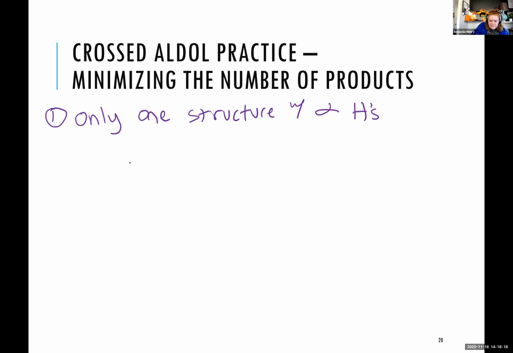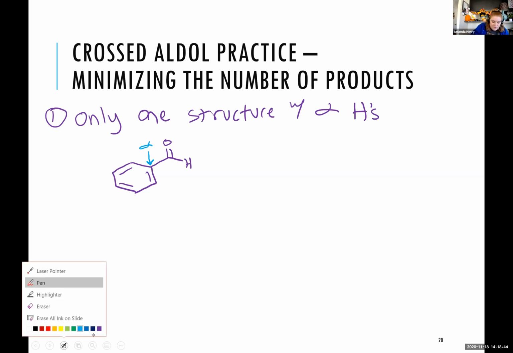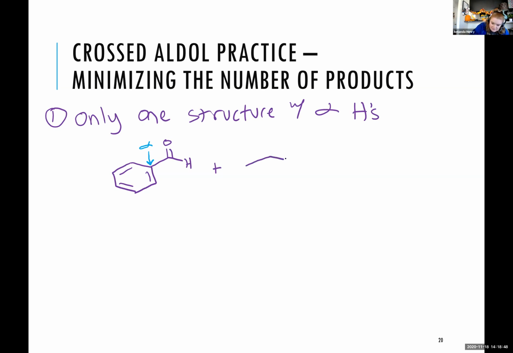A common way you'll see it done is with a benzene. So benzaldehyde has an alpha carbon. There's my alpha carbon right there. But because it's part of that benzene ring, because it has so many bonds to carbons, there are no alpha hydrogens at that location.